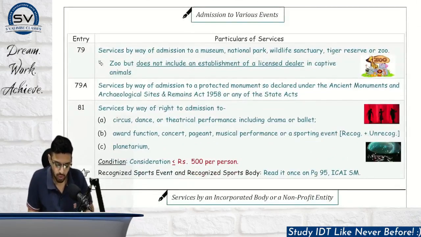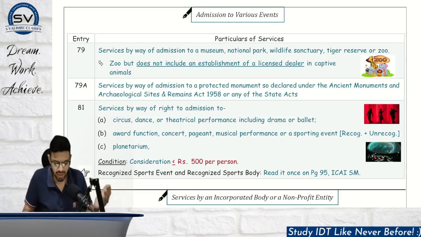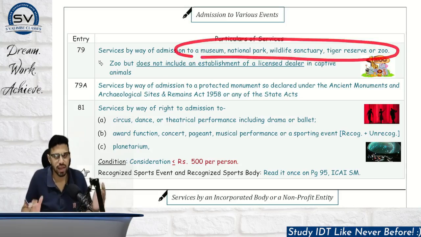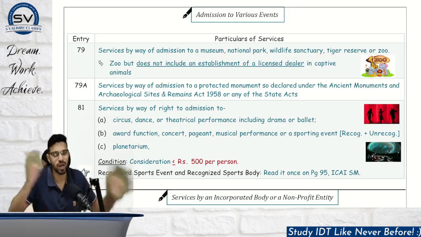Now, admission to various events, let's see. Services by way of admission to museum, national parks, wildlife sanctuaries, tiger reserve, zoo. So we are promoting visits to all these kinds of areas so that there is a lot of knowledge dissemination taking place. And it's nice, right, that children of India, of the country, should visit these areas rather than going to entertainment areas.